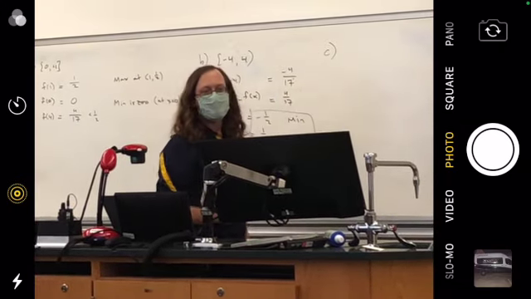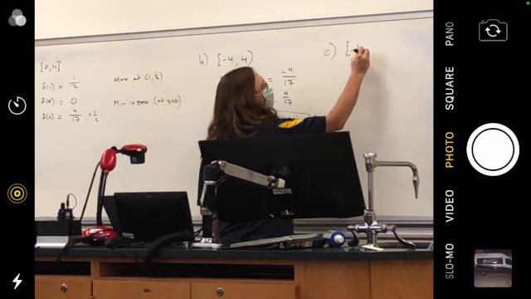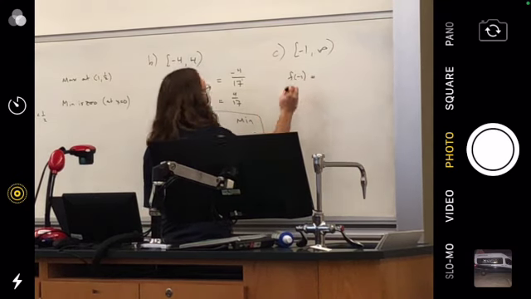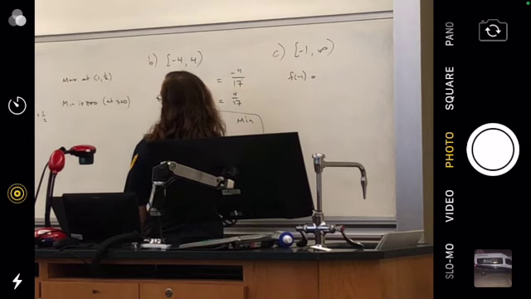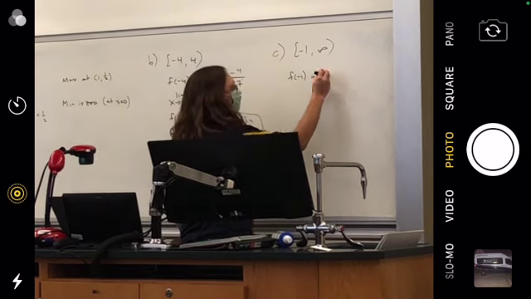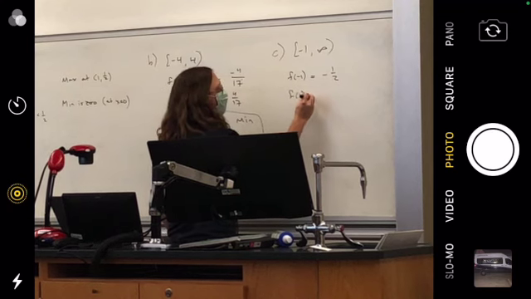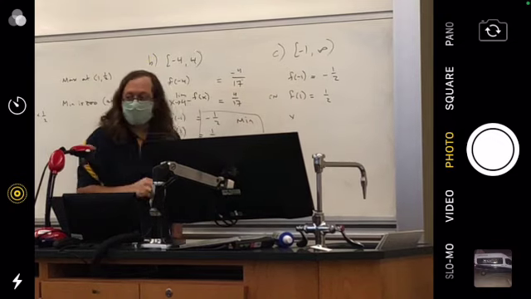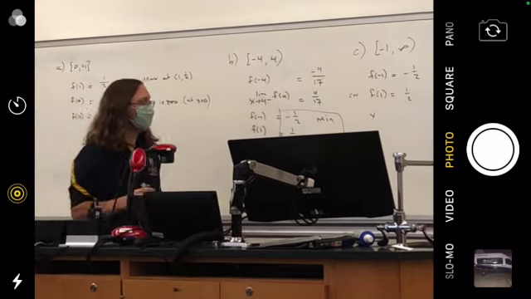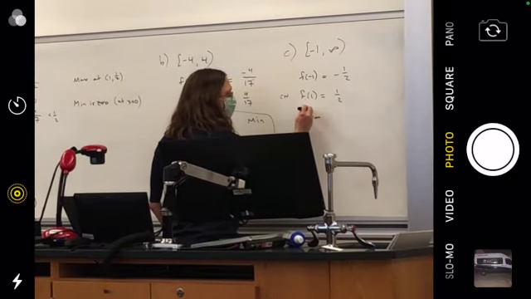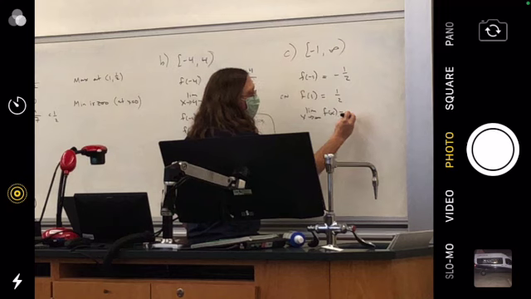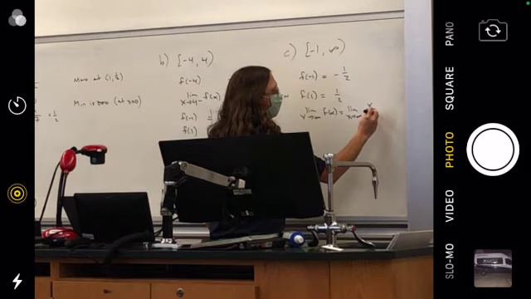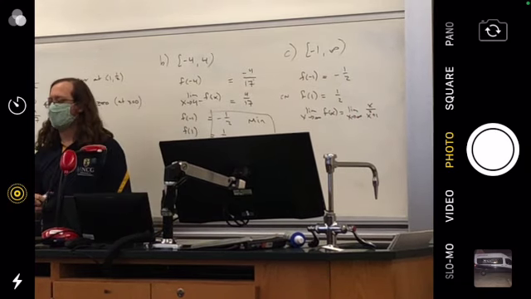Part C. What if I work on negative 1 to infinity? I need to plug in negative 1. If I plug in negative 1, I get what? Negative 1/2. I also need to plug in positive 1 because it's a critical number, right? And then what else? Can I plug in infinity? No, I need the limit as x goes to infinity. So the limit as x goes to infinity of x over x squared plus 1. What's that limit? Infinity over infinity.